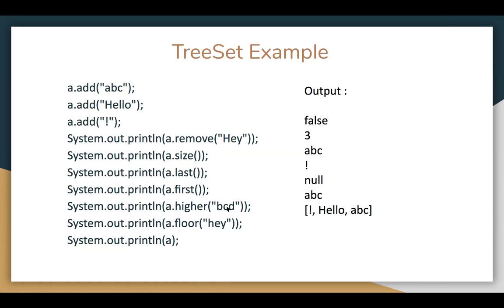So a.higher, BCD, so that means you want something that's strictly greater than BCD. So in this case, it would put out null. A.floor, hey. Again, with floor, it means that it can either be equal to or less than this. So that would be ABC. And then lastly, we print out A, which is the set name.